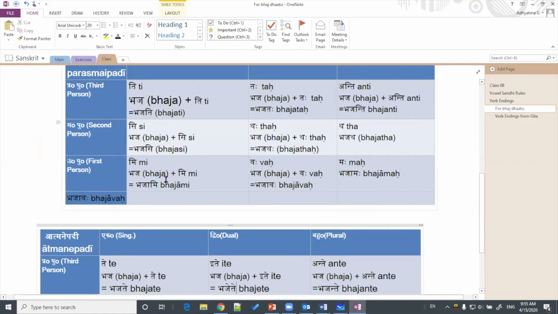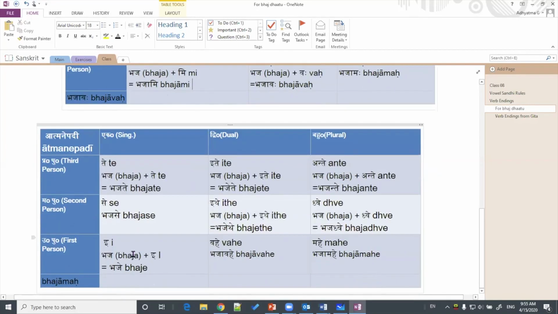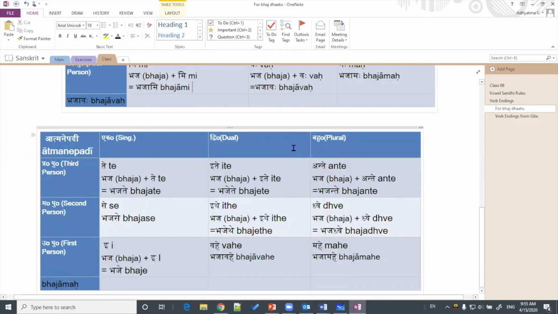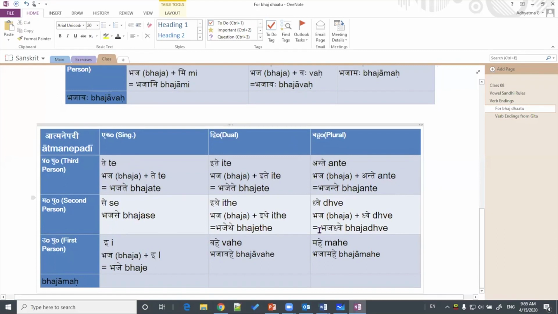So these forms, you look at these forms: bhajami has exactly the same meaning as bhaje. So I can use them pretty much interchangeably. Even though the original intention was that bhajami, a parasmaipadi form, would be used when I do the worship for others, and bhaje when I do it for my own sake, in practice this distinction no longer holds. So if I say bhajami or bhaje, the meaning is the same. I can say bhajamaha or bhajamahe, it's the same meaning. Same structure of sentence, same meaning.